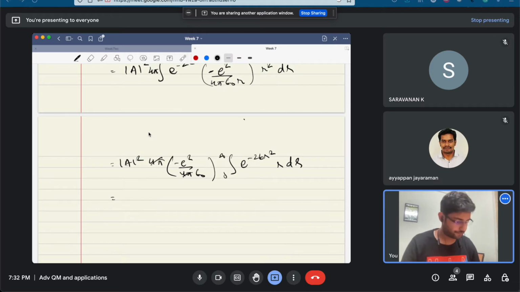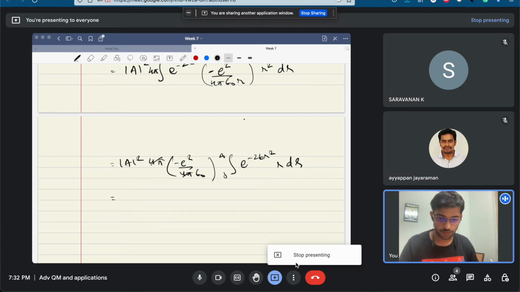sorry, this seems to be stuck. Just a second, let me stop screen sharing.